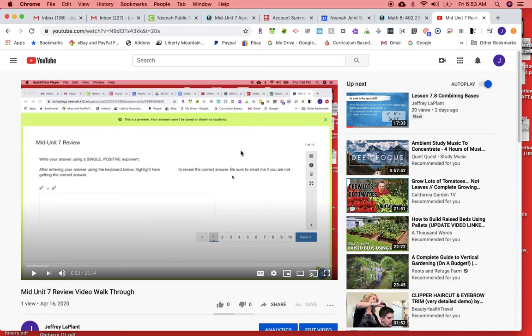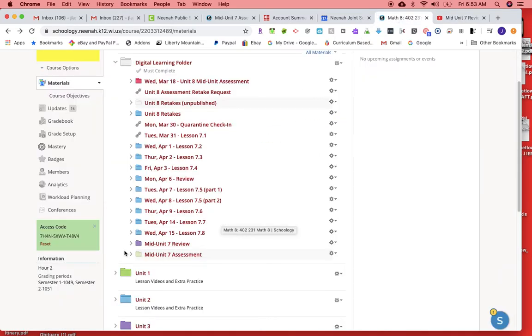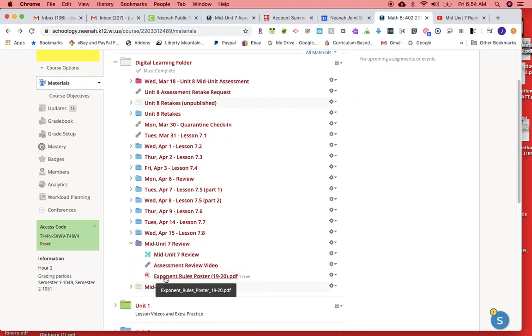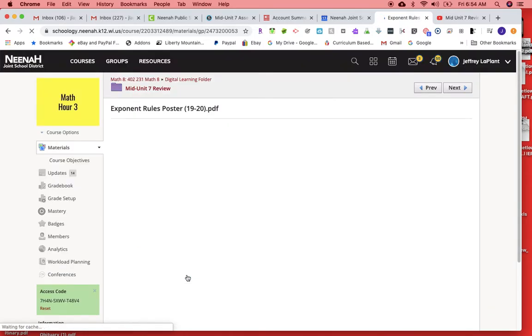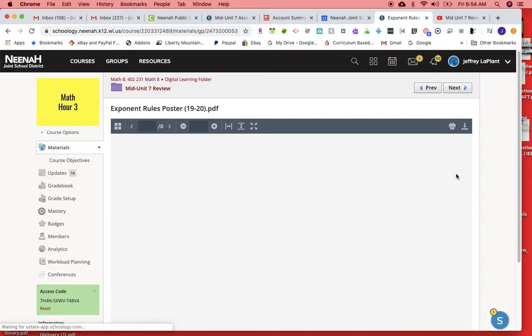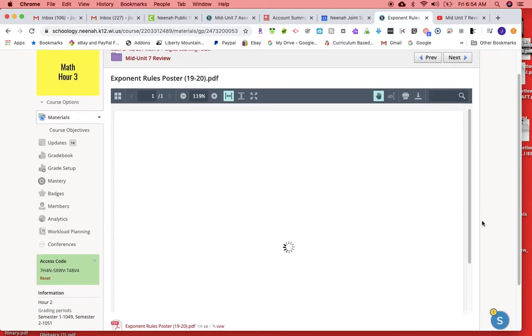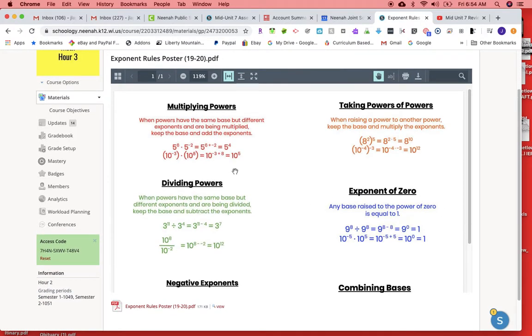You can use this. Another thing that Miss Baugnet is providing you, when you go to review, is this exponent rules poster. This gives you examples of each of the types of problems you're going to be dealing with. So when we're multiplying powers, it says when powers have the same base but different exponents and are being multiplied, keep the bases and add the exponents.